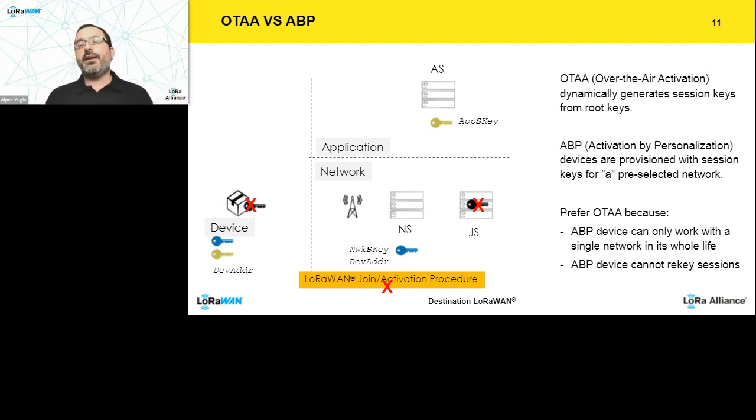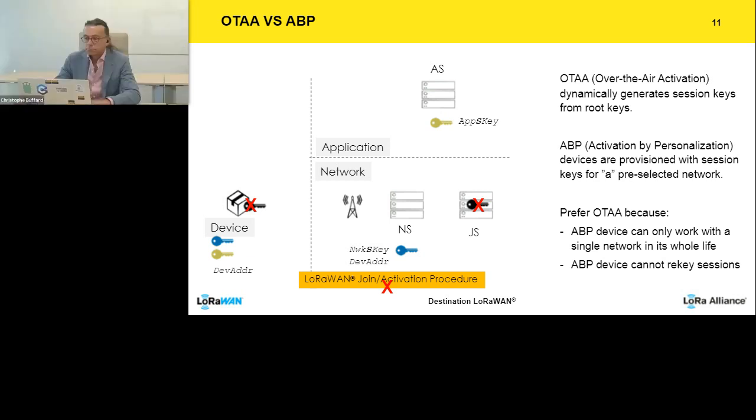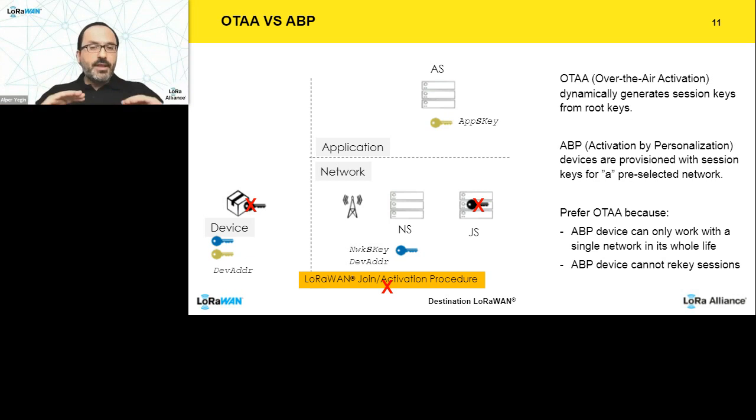Now, we also have another abbreviated mode for activation called activation by personalization, where we skip over the activation procedure or the join procedure of this handshake and jumpstart the device with the application session key and network session key. Now, we do not recommend using ABP mode unless you really cannot run the join procedure. There are some very special cases or corner cases where the device cannot receive downlink, or where the device may have to be provisioned on multiple networks simultaneously. And these are like super corner cases. Under such circumstances, you may have to resort to using the ABP, the activation by personalization mode.